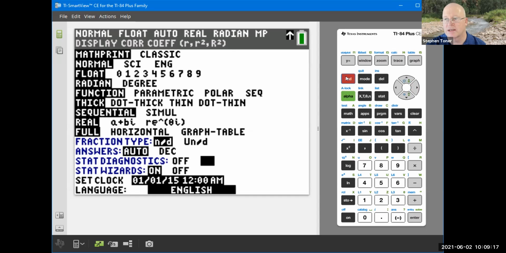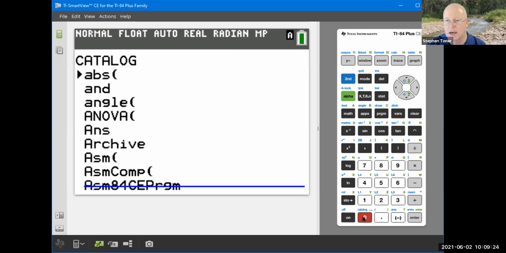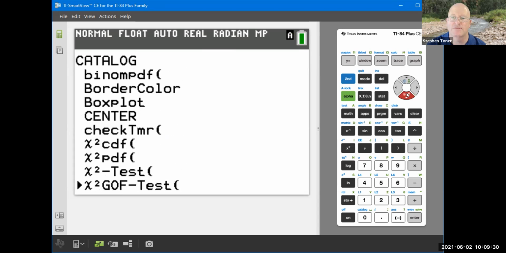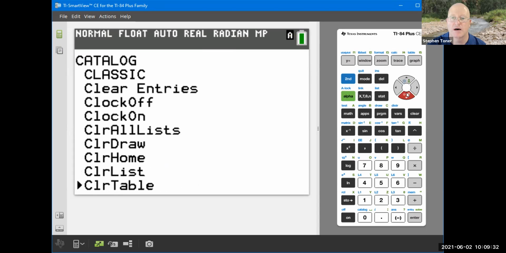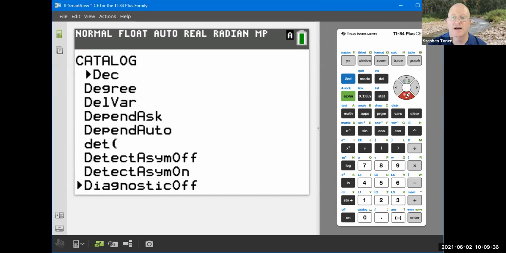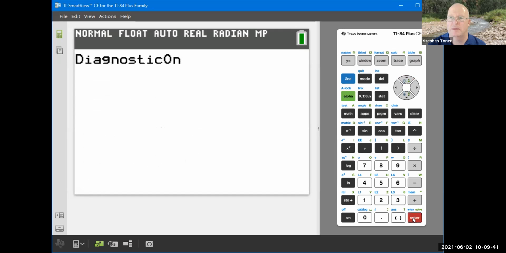Another way of doing this, and I'm going to quit out of here, is if you don't have that feature, you can hit 2nd CATALOG, which has all of the menu items on your screen, and you can scroll all the way down until you find DiagnosticOn. It's quite a ways down here. And once you find DiagnosticOn, which is what I found right here, just hit enter a couple times, it will say done, and then your calculator will be able to go through and get those calculations.